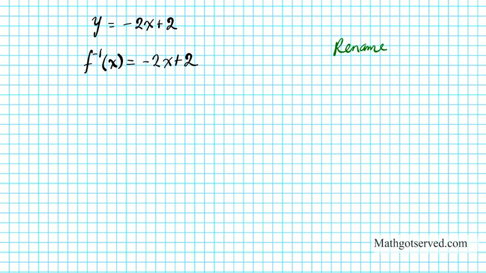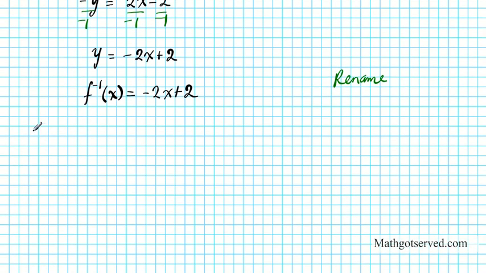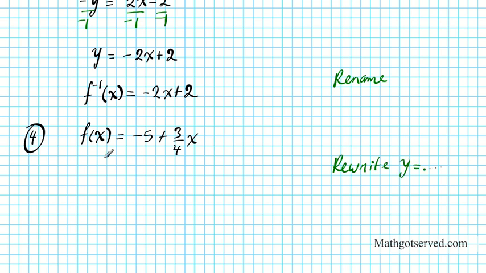Alright, let's proceed to the final problem, question 4. What if we have the function f of x equals negative 5 plus 3 over 4x? The first step is to rewrite our function using the y equals form. Okay? Let's do that. So f of x becomes y, so we're going to have y equals negative 5 plus 3 over 4x.